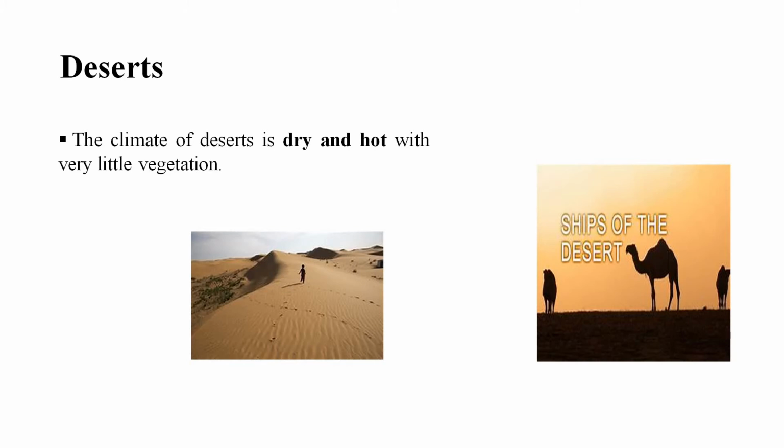First, let us study about deserts. Students, the climate of deserts is dry and hot with very little vegetation. Most animals which survive in deserts are insects, birds, reptiles, and smaller mammals. Students, small animals living in deserts remain inactive during the day and active during the night. This is just to prevent loss of water from their body.